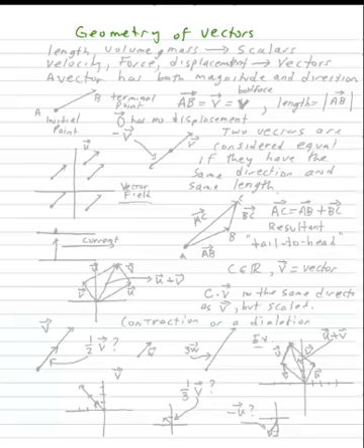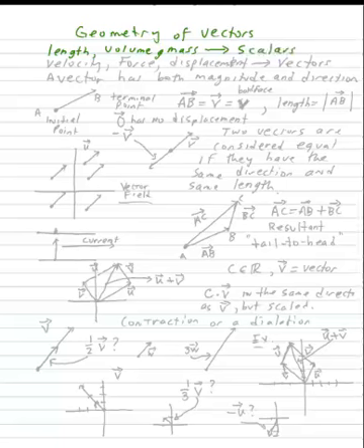In this session, we want to look at the geometry of vectors. In applications, many things can be described by a single number. Such things are going to be called scalar quantities. For example, length, volume, mass, and temperature. They're all going to be defined by a single number, and they are going to be called scalars.